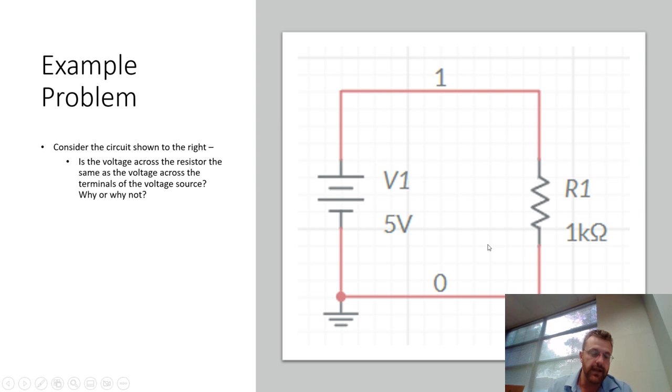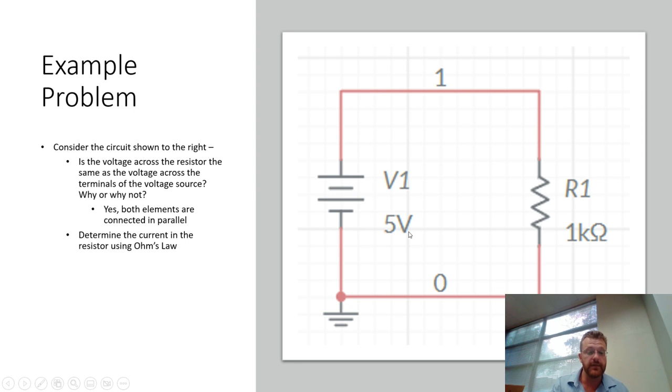What we're asked, we're going to solve step by step, trying to determine the current in this circuit. The first question asks, is the voltage across the resistor the same as the voltage across the terminals of the voltage source? Why or why not? If you hold your hands like this for the two terminals of the voltage source, and like this for the two points of connection of the resistor, note that those are actually connected in parallel. They share two common points of connection. And remember that when things are in parallel, they have the same voltage across them. So yes, that is the case. We know that this source is applying 5 volts of push, with higher potential on the top and lower potential on the bottom, to this resistor.